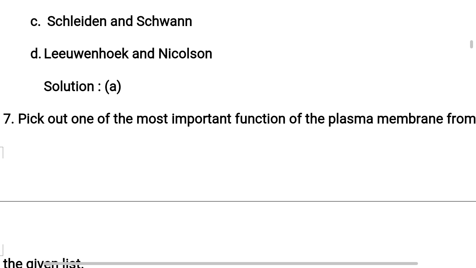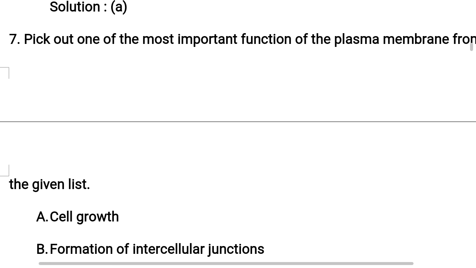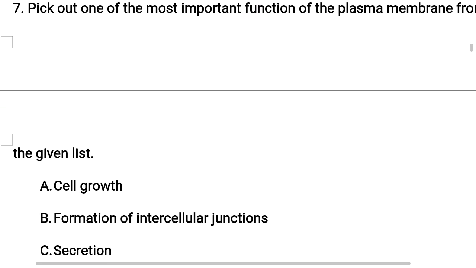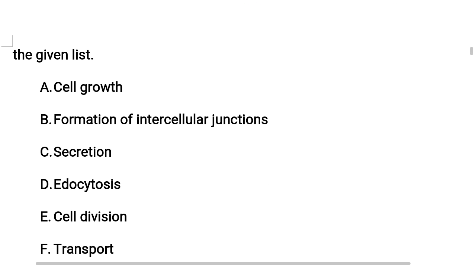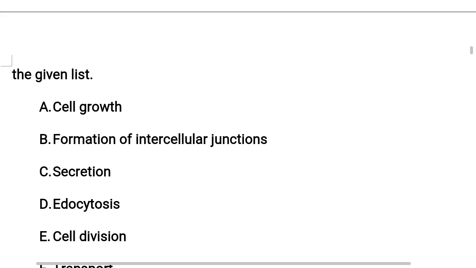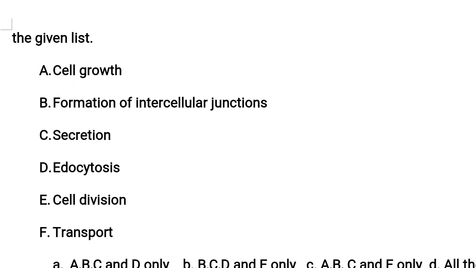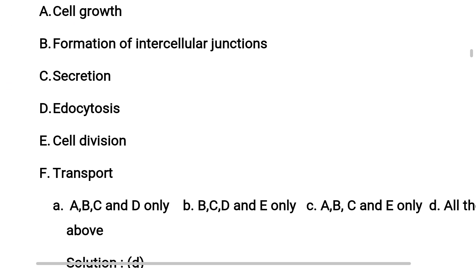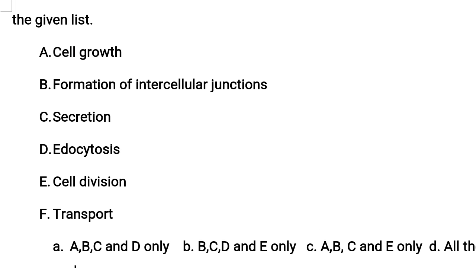Next, seventh question. Pick out one of the most important functions of the plasma membrane from the given list. Students, this is one of the important points and a new way of asking, right? So now let's see the characteristics, I mean functions, of the plasma membrane. A, cell growth. B, formation of intercellular junctions. C, secretion. D, endocytosis. E, cell division. F, transport. These are the functions.